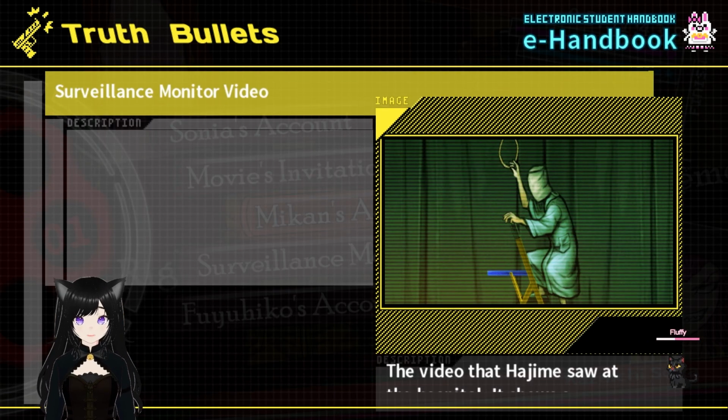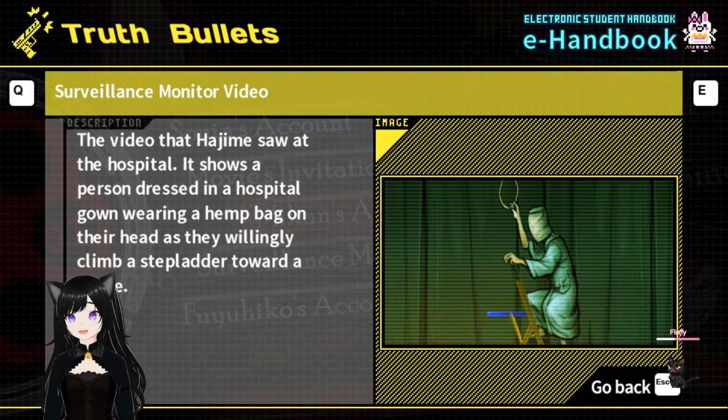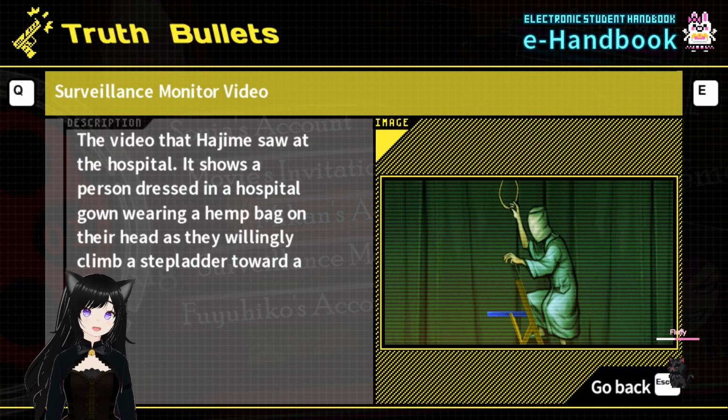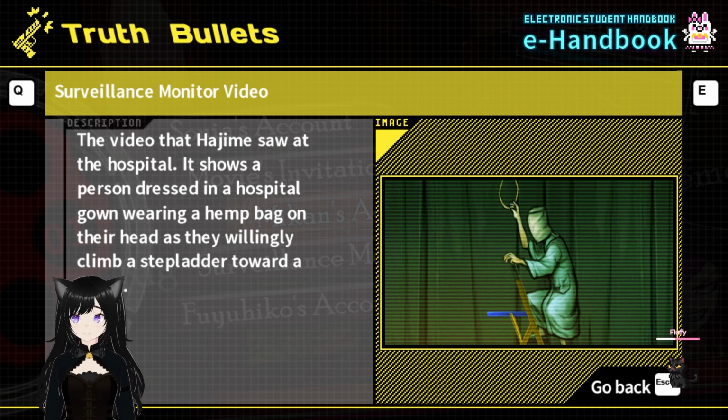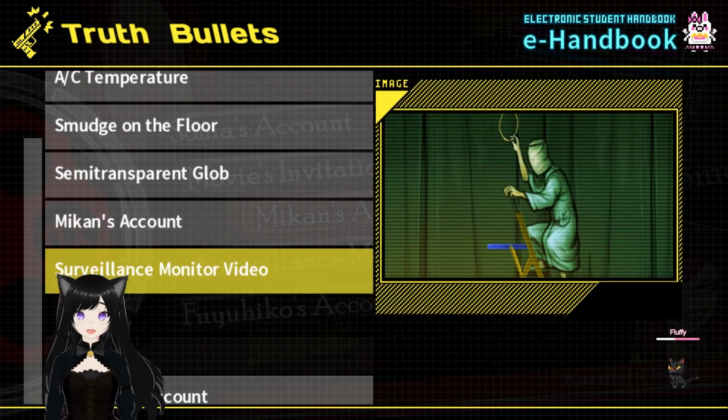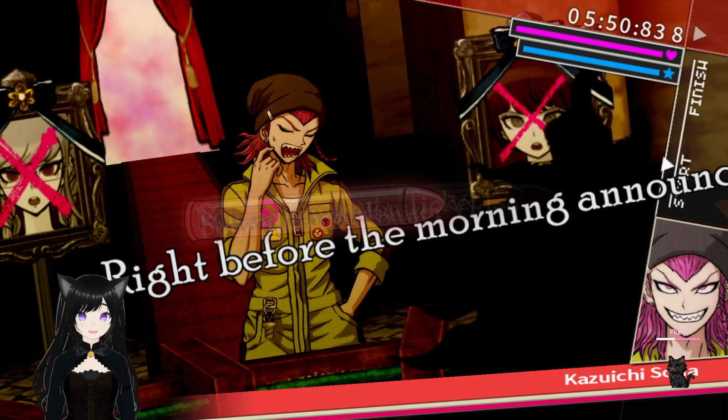The video that Hajime saw at the hospital shows a person dressed in a hospital gown wearing a hemp bag on their head as they willingly climb a stepladder toward a noose. So I think the weakest alibi is Fuyuhiko's. So I think we're gonna assume that's the one we need.